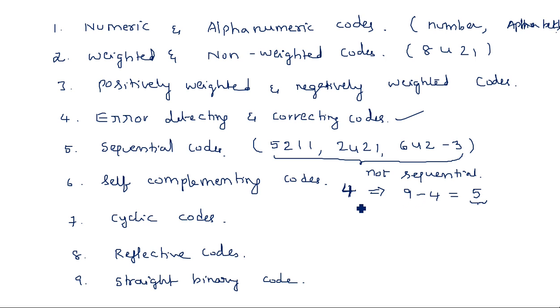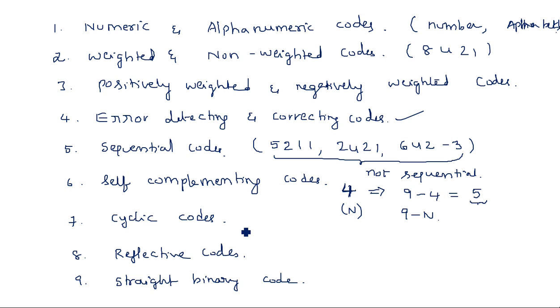So n is a number. Here, 9 minus n can be obtained from the code word of n by interchanging all zeros and ones.